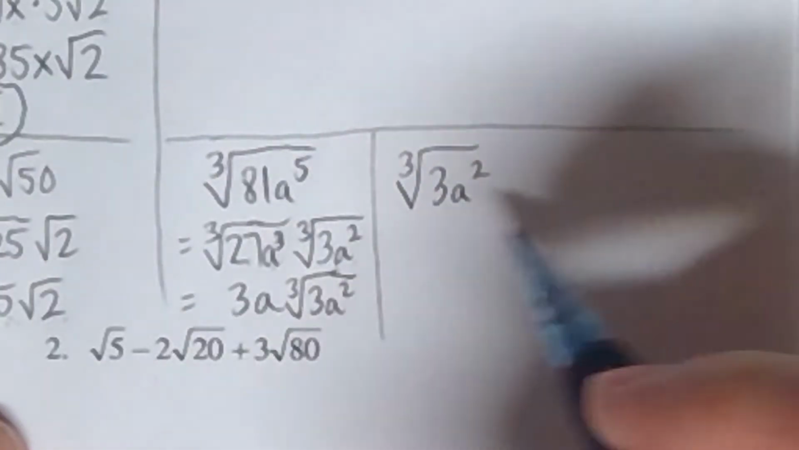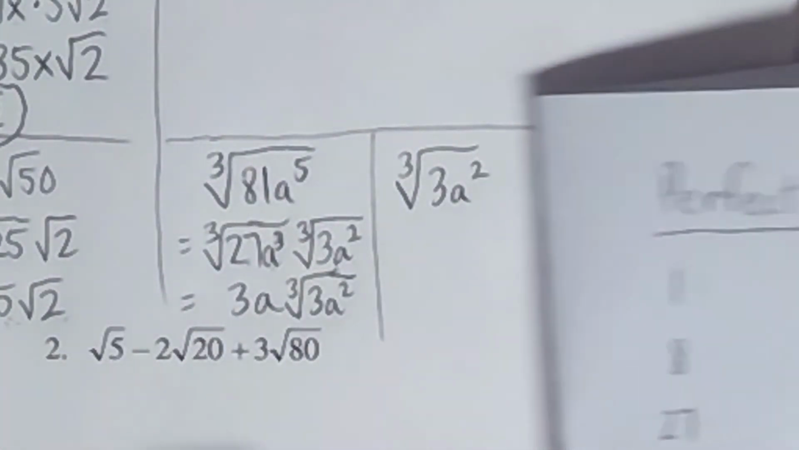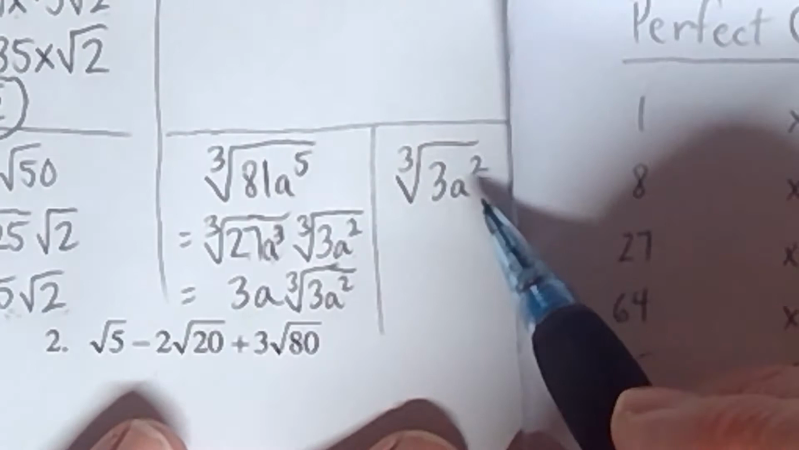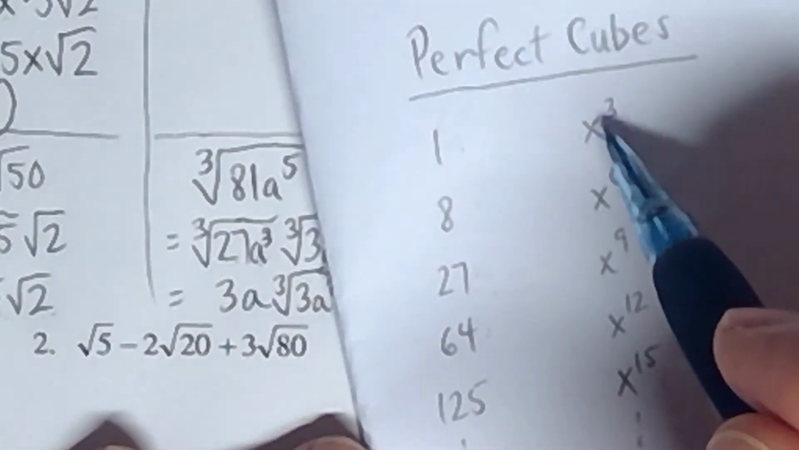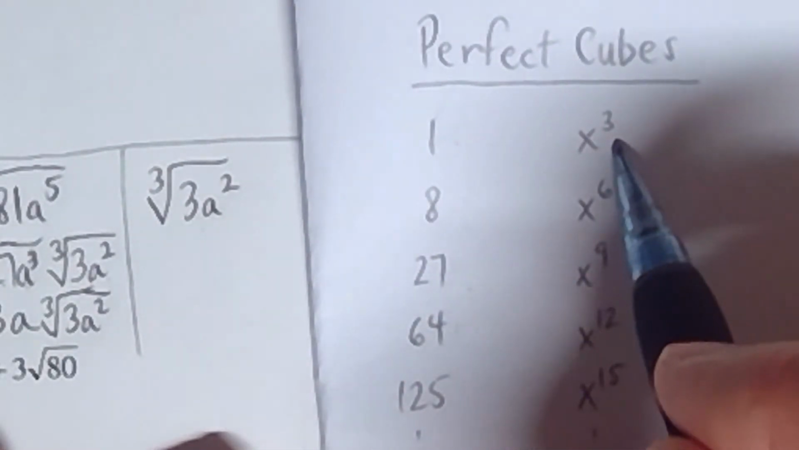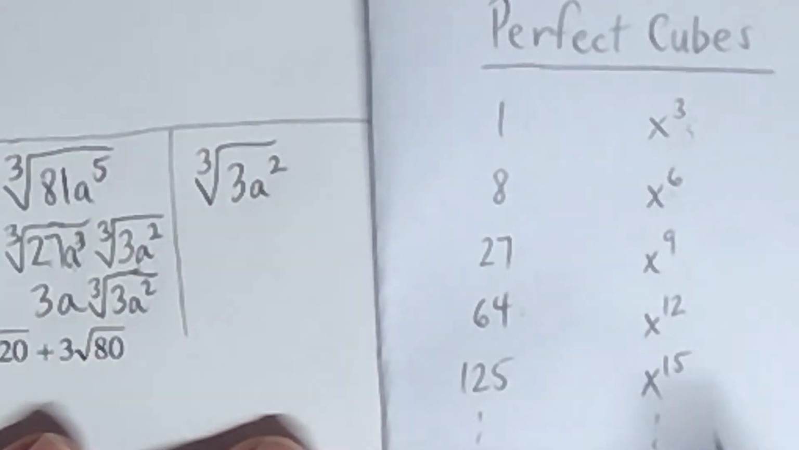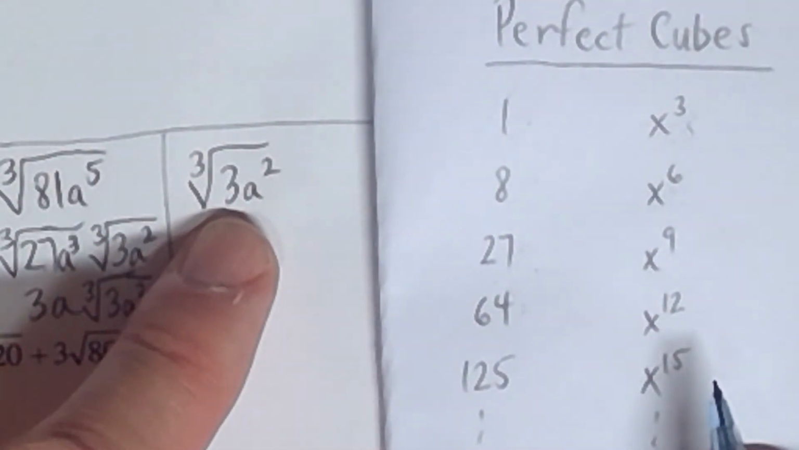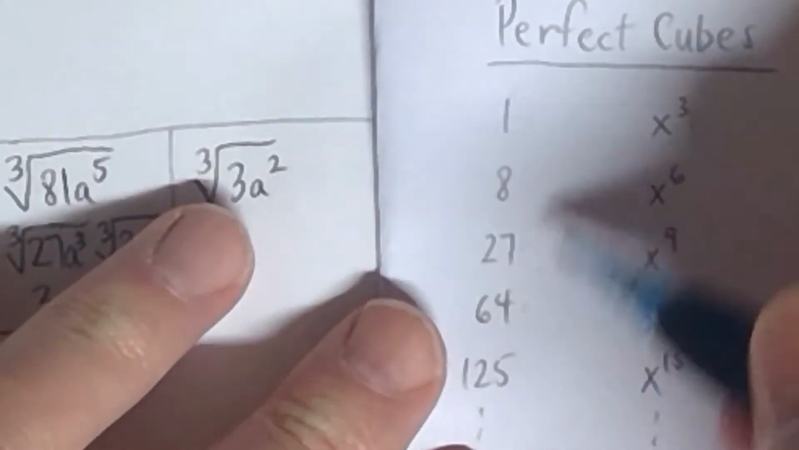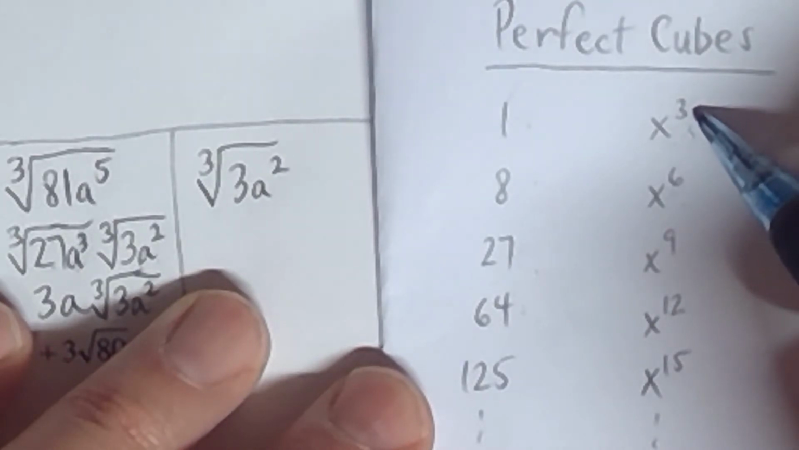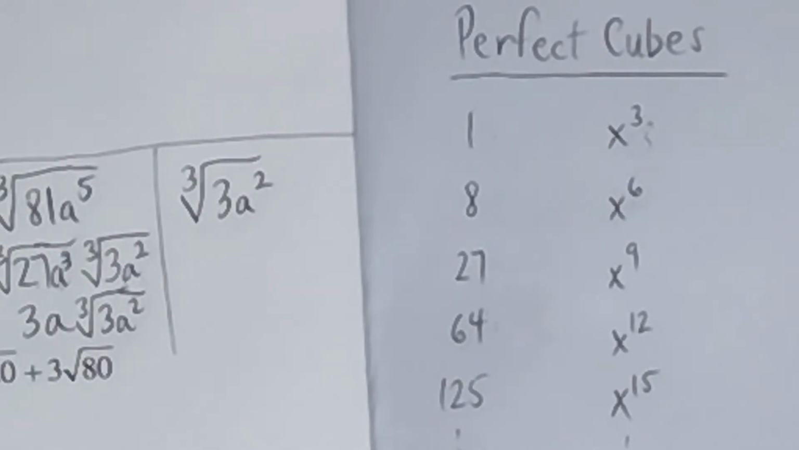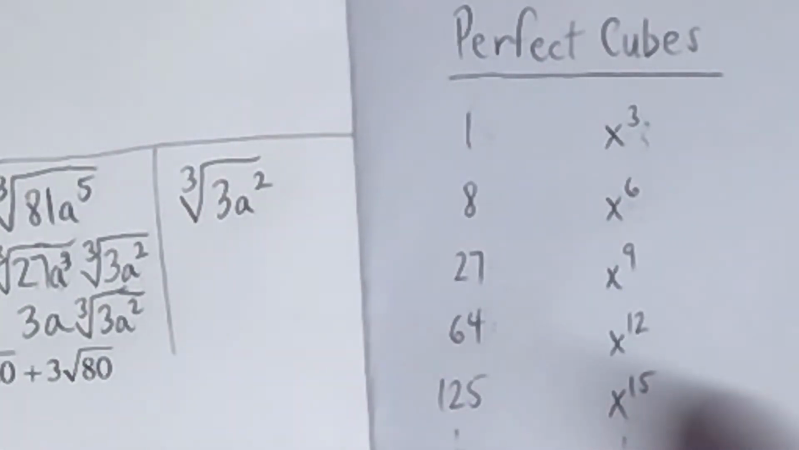Speaking of 3a squared, though, that's already simplified. Why do I know that? It's because the only thing that works for the coefficient is 1, and the exponent for the variable is too small for even the smallest exponent that we have up here, which is 3. So if the coefficient only works with 1 and not any of the other numbers, and the variables have exponents that are too small for even the smallest exponent on the list, then you know that that radical is already completely simplified. You can't make it any smaller. You can't break it down at all.